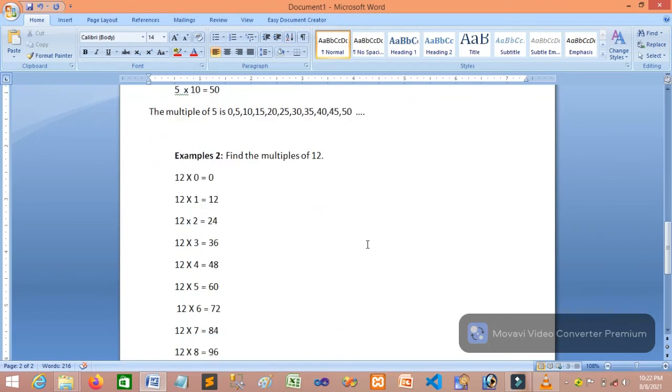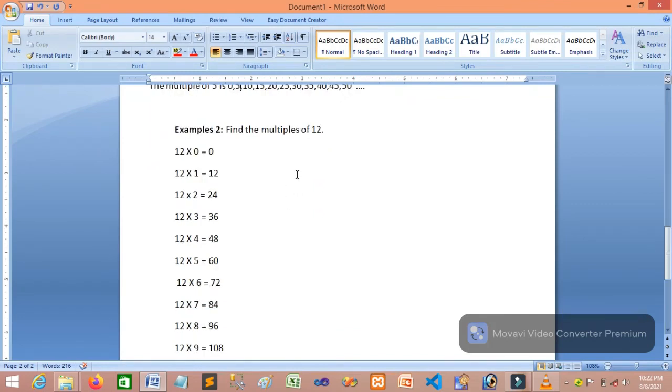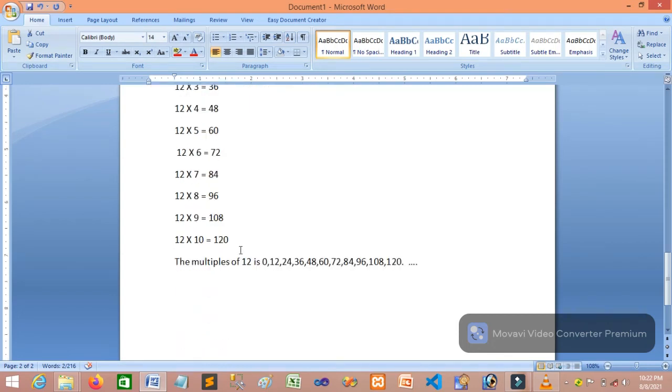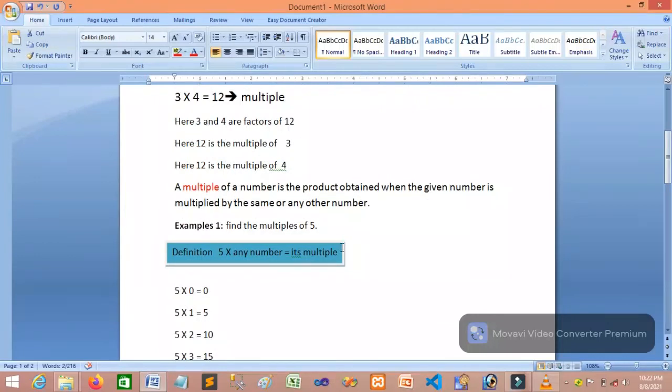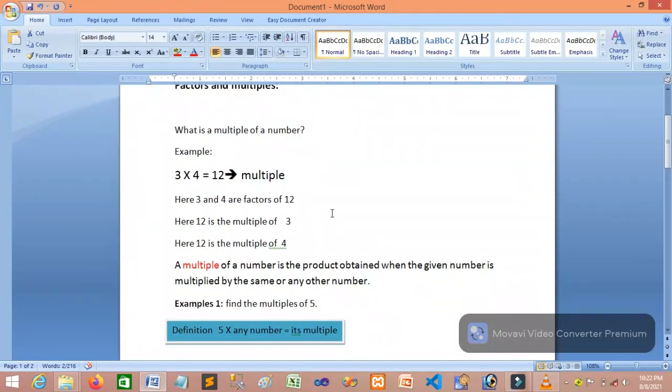Then second example, I want to find out the multiple of 12. So first I multiply by 0, then I got 0. Then after 1 I got 12. Then 2, 24, 36. So finally I got the multiple of 12 is 0, 12, 24, 36, 48, 60, 72, 84, 96, 108, 120 and so on. So these are the multiples of a number. Okay, so I hope you understand what is factor and what is multiple.